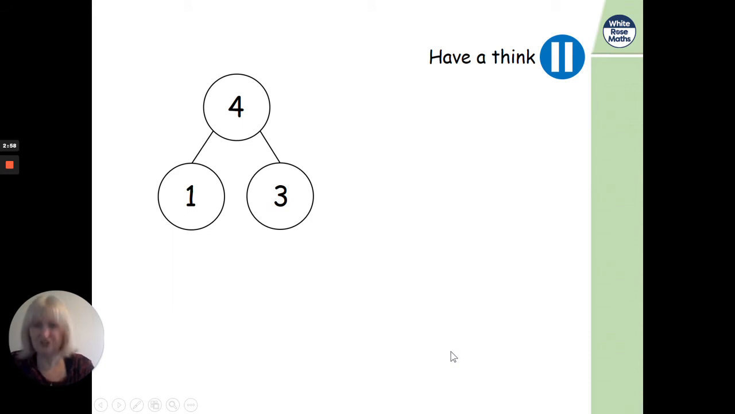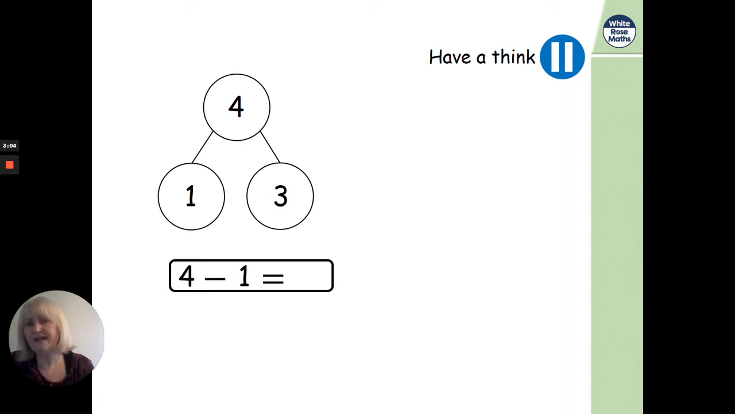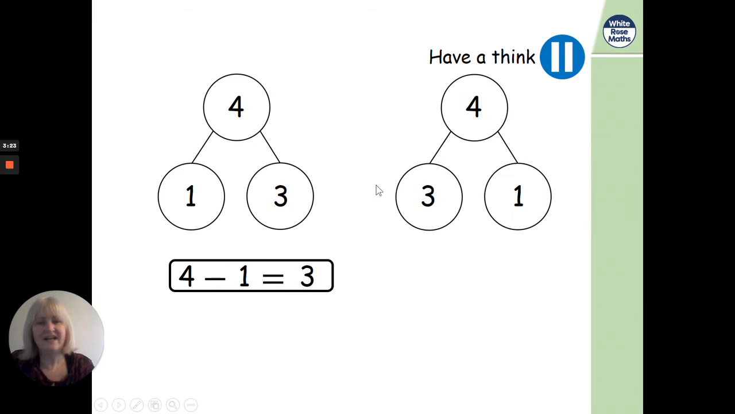So here we've got another cherry diagram. We've got 4, and then the 2 parts are a 1 and a 3. So 4, take away 1, we still got 3 left, haven't we? So if we took away this part here, we'd still have 3 left. Let's have a go at this one.